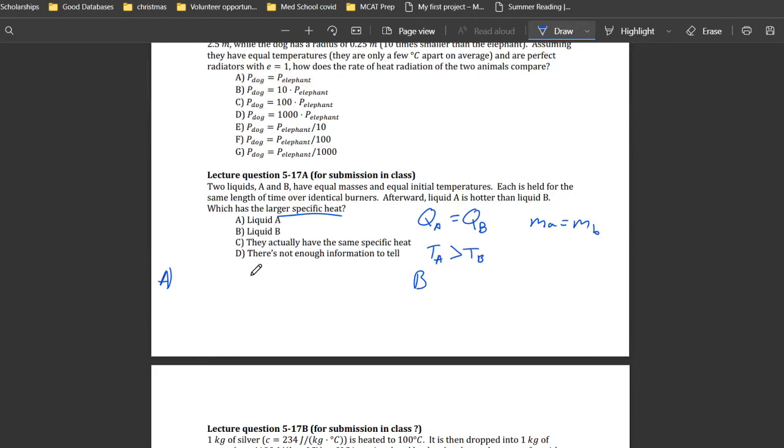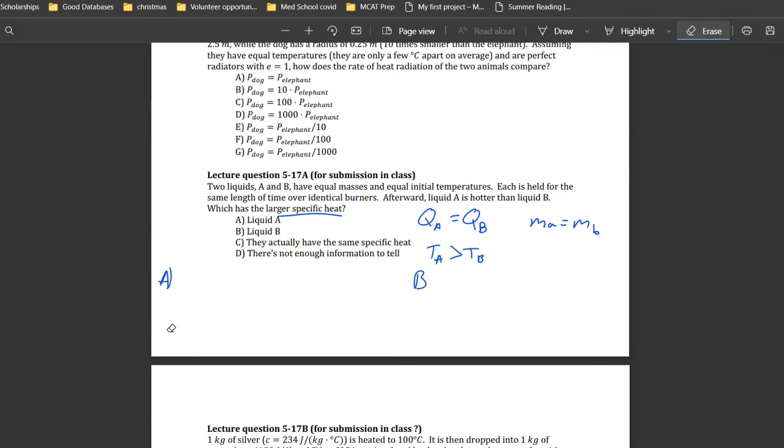And we can approach this in two ways. We can simply denote the relationship between temperature and specific heat. Specifically, recall that temperature change, delta T, is proportional to 1 over the specific heat. So if the temperature change is higher, the specific heat is lower. So liquid A having a higher temperature means that it has a lower specific heat. But we can also approach this using arbitrary values.